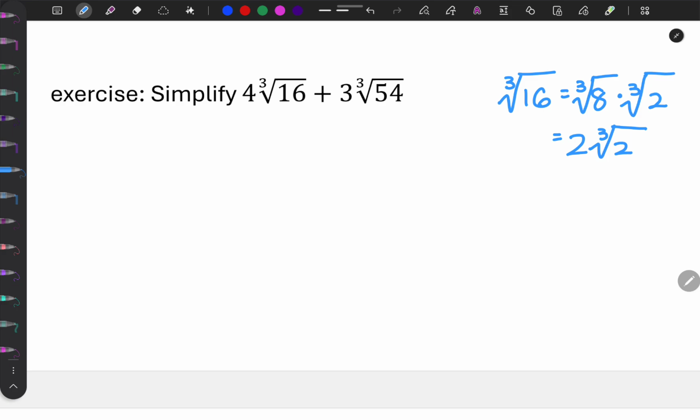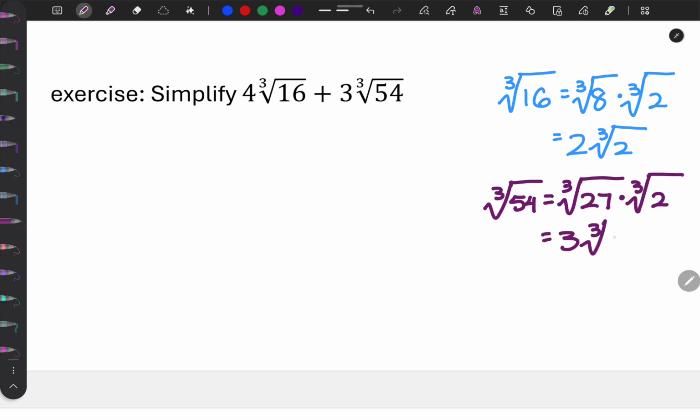And let's do the other radical while we're at it. The other one is the cube root of 54. So we want two factors so that one of those is a perfect cube, and 27 works really nicely for that. So the cube root of 27 times the cube root of 2. And this is 3 times the cube root of 2.